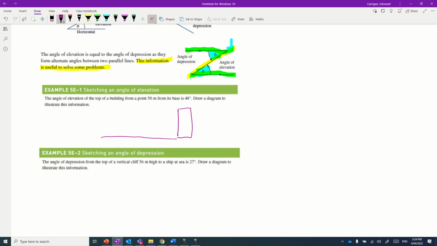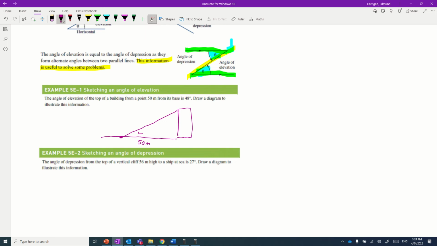Okay, so from the top of the building, from a point 50 meters from its base. So here we go, that's where I'm going to be. So that's going to be 50 meters. Now it's an angle of elevation to the top. So I'm drawing a line and it tells me that it is 48 degrees. So there we go, 48 degrees in there, hopefully.